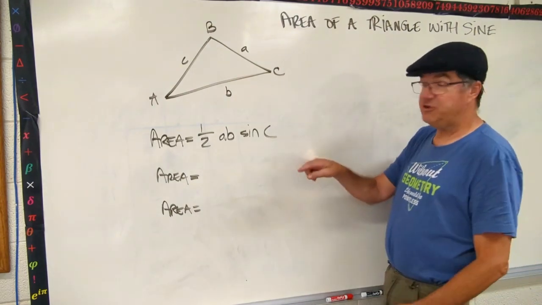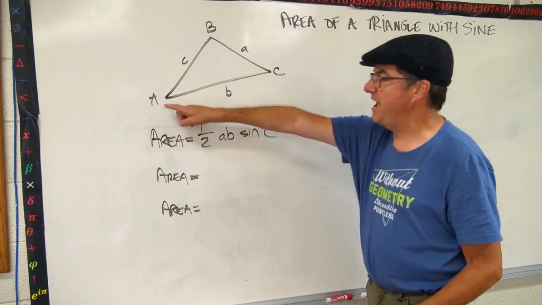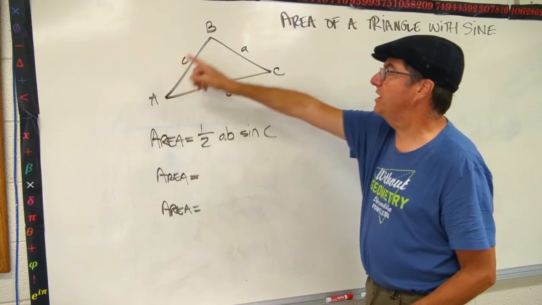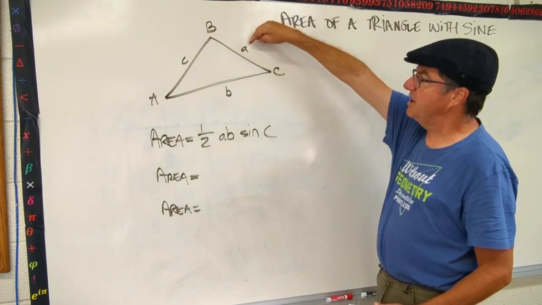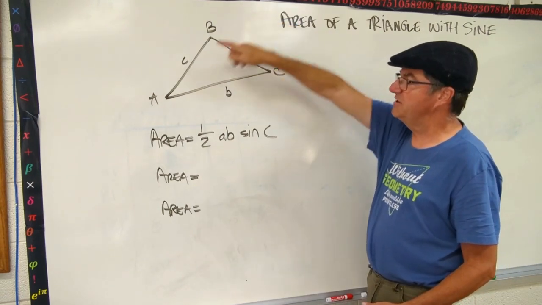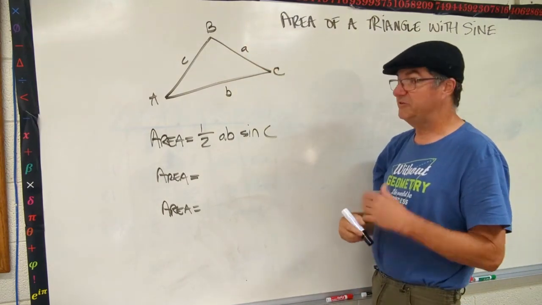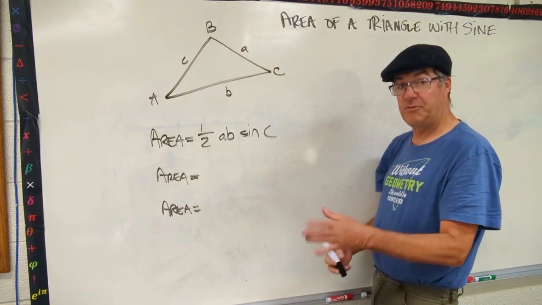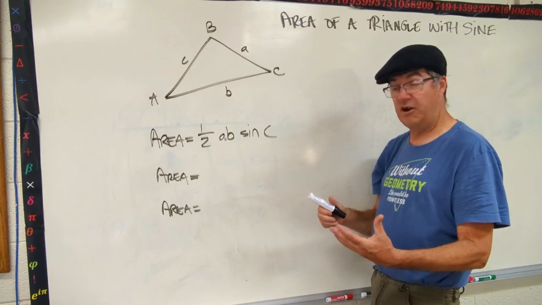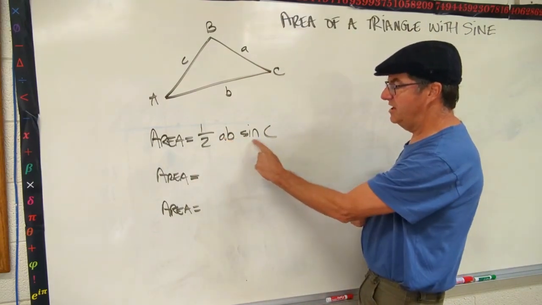So I've labeled my triangle just like we do for the sine rule and the cosine rule, where my angles are denoted by my uppercase letters A, B, and C, and my side lengths are denoted by the lowercase letters, and the little a is opposite the big A, little b opposite big B, etc. So the area formula is pretty simple, and it's actually similar to the standard area formula for a triangle. It's 1/2 ab sine C.